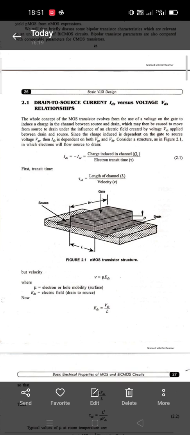The tau can be written as the length of the channel L divided by velocity V. Velocity V is equal to mu into EDS, and EDS can be written as VDS by L. Mu is nothing but the electron or hole mobility, and EDS is the electric field applied between drain and source, that is EDS equals VDS by L.